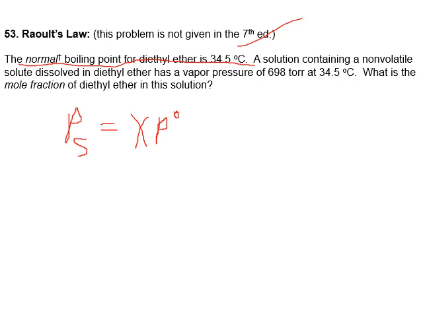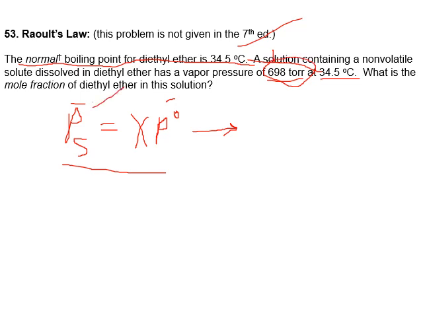A solution containing a non-volatile solute is dissolved in diethyl ether, and it has a vapor pressure of 698 torr at this same temperature. So again, don't convert that to Kelvin because it's not necessary. But notice that it doesn't change. So here's our formula. What we're asked to do is find the mole fraction. So you can rearrange this, which I'm not going to take the time to write out, but it would be the P of the solution divided by the P naught. In other words, the vapor pressure of the solution divided by the pure vapor pressure, which we are not given, but we're given the pressure of the solution here. So you have to read this carefully. The solution has a vapor pressure of 698, so that goes here.